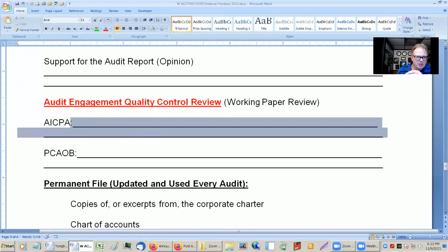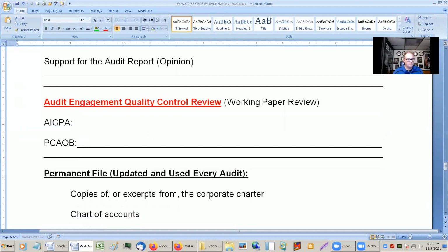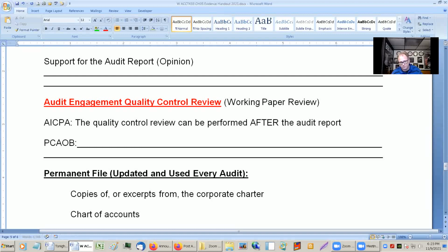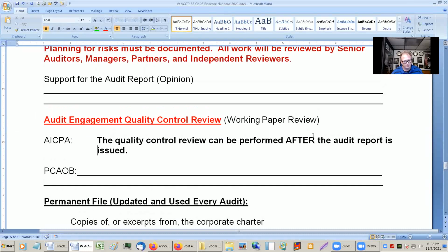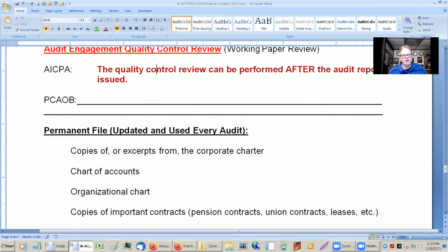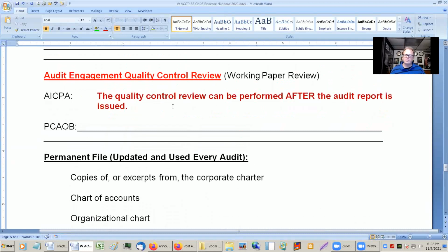Now, for the AICPA, quality control review can be performed after the audit is issued. So you can issue the audit report and then after somebody can look at it.